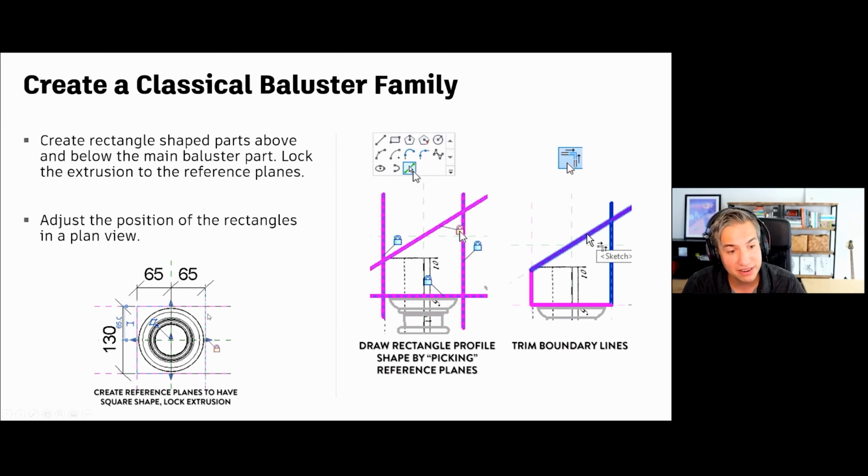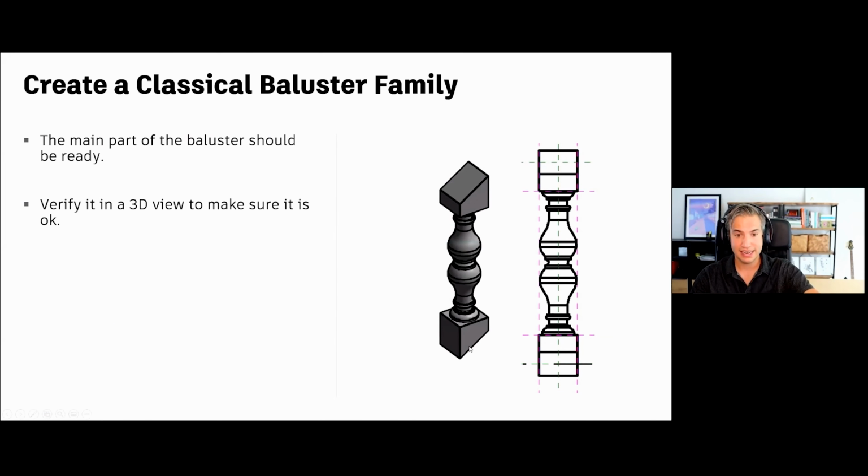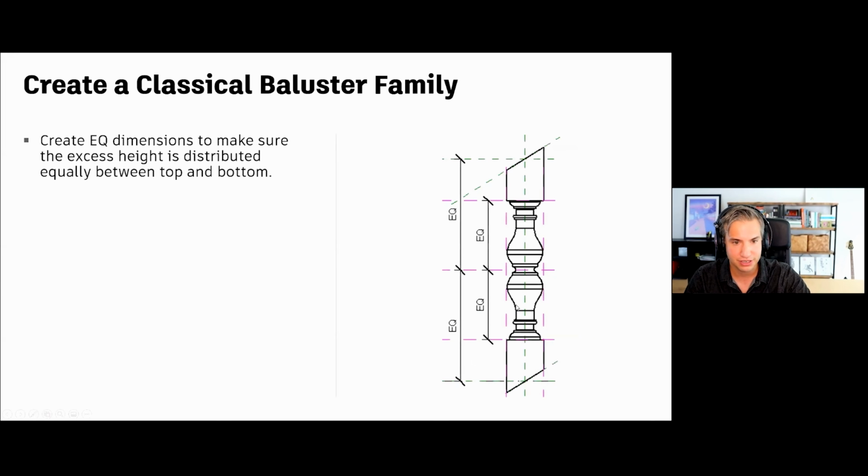And then in the plan view, lock them so they are square shaped like this. Again, make sure to use the lock icon and do the same thing for the bottom part as well. In the end, you should have something like this, with the middle main part of the baluster and the top and bottom part of it. You can verify in the 3D view to make sure it is okay.